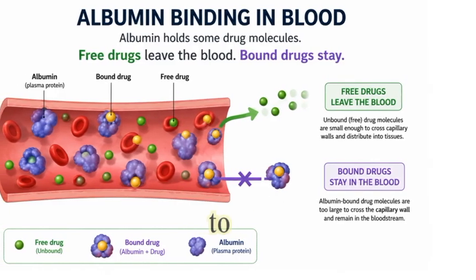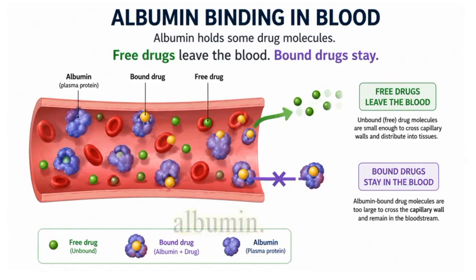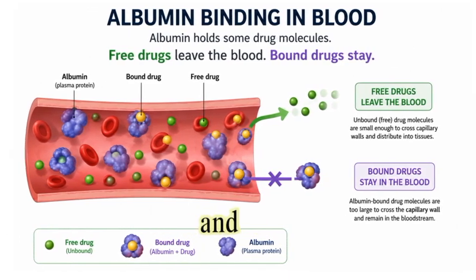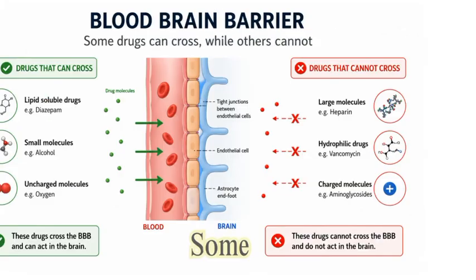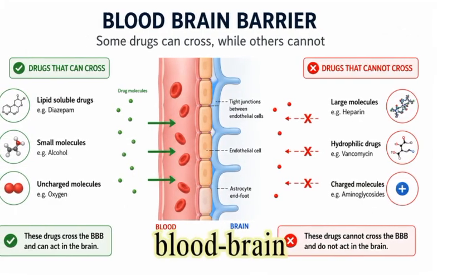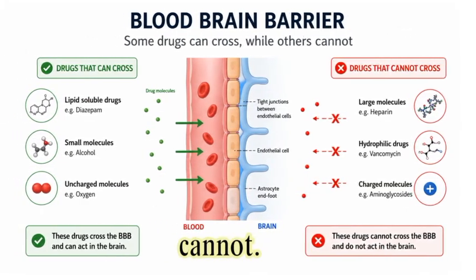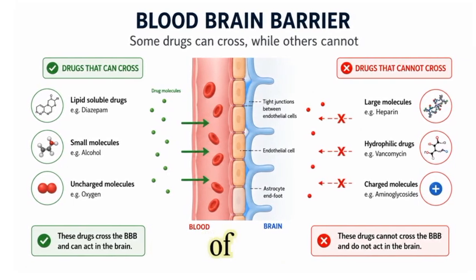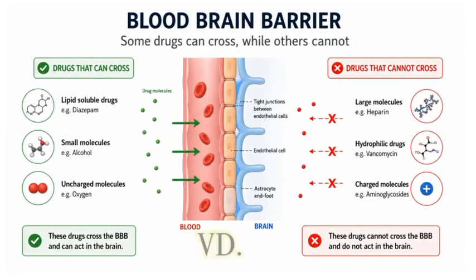Many drugs bind to plasma proteins, such as albumin. Only the free drug can leave the bloodstream and produce its effect. Some drugs cross the blood-brain barrier. Others cannot. The extent of distribution is described by the volume of distribution, commonly called VD.